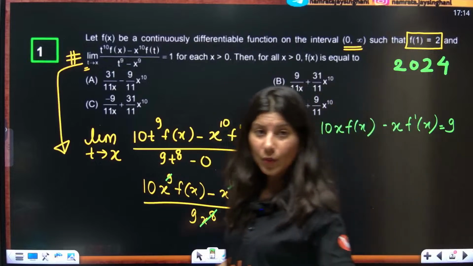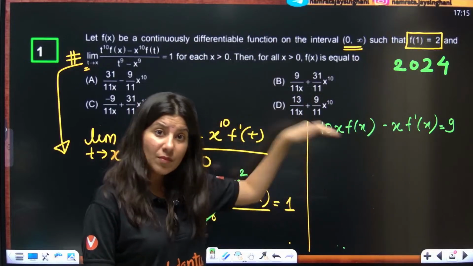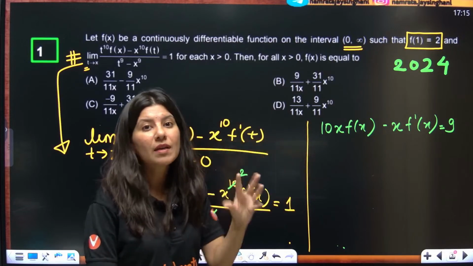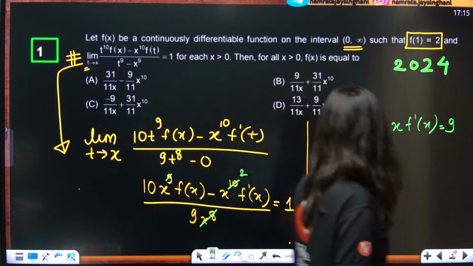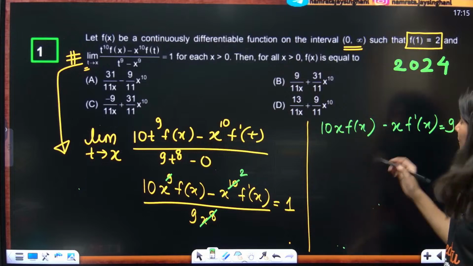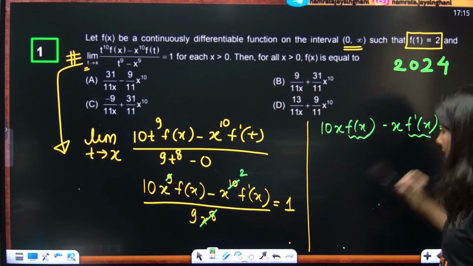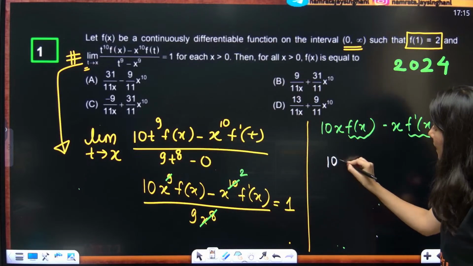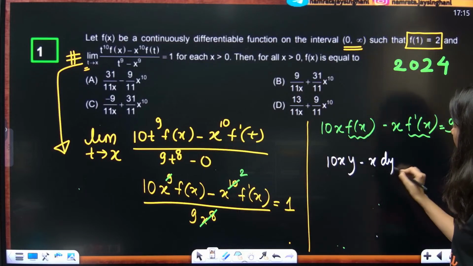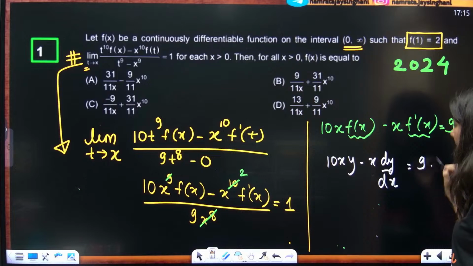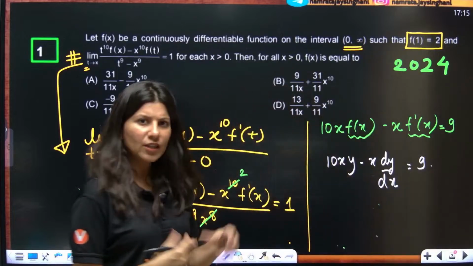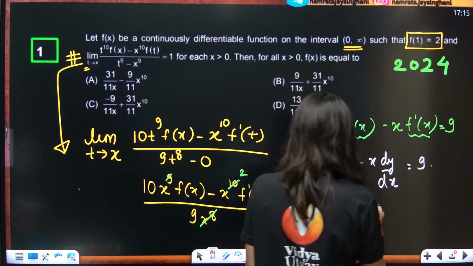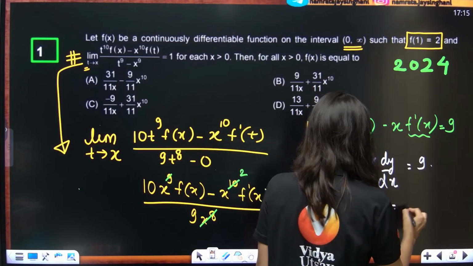Now this is one of the questions, one of the patterns which can be asked in JEE Main as well. Similar pattern question you can see in JEE Main as well, my dear students. So here what you need to do is f(x) will be replaced by y and f dash x will be replaced by dy by dx. So this is 10xy minus x, f dash x is nothing but dy by dx, is equal to 9. Let me just calculate the value of dy by dx over here. So this will give you dy by dx minus 10y is equal to 9 upon x.